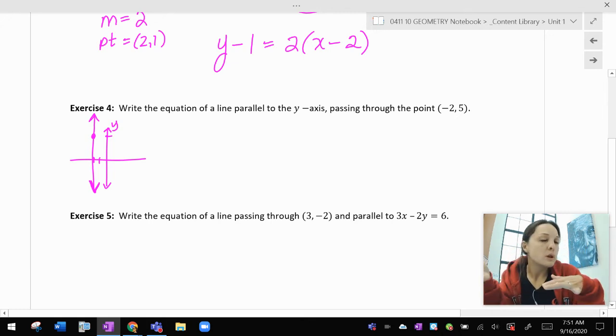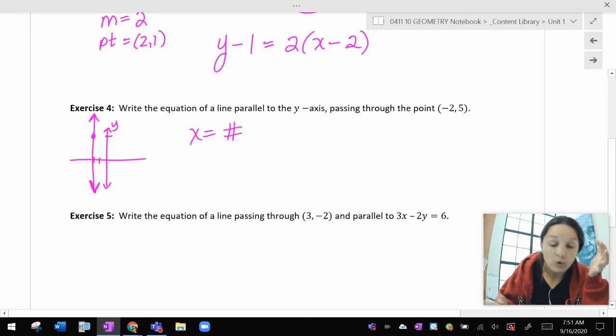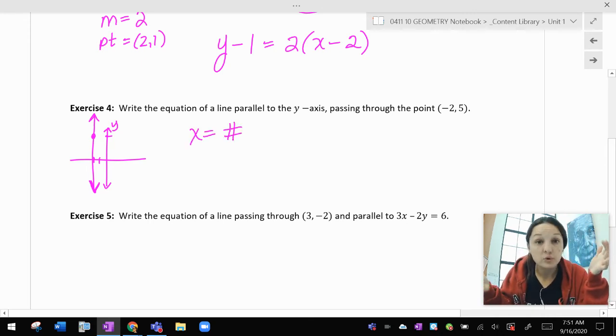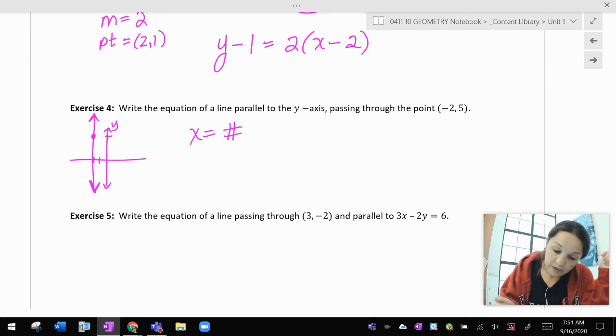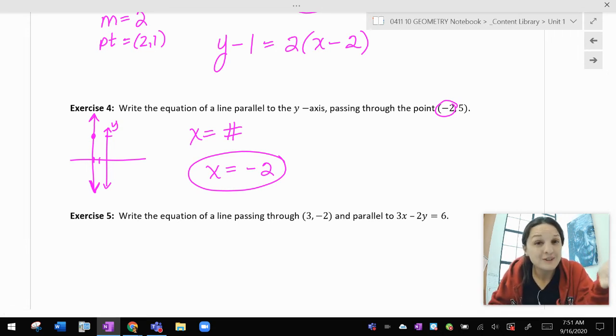So if I'm parallel to the y-axis, I'm vertical. Vertical lines have x equals a number as their form because vertical lines have no slope. They have an undefined slope. So x equals a number. x equals negative 2. But Mrs. Vibber, I thought you said you always need a slope. I do always need a slope. But what if the slope doesn't exist? That means you have to have an x equals line.